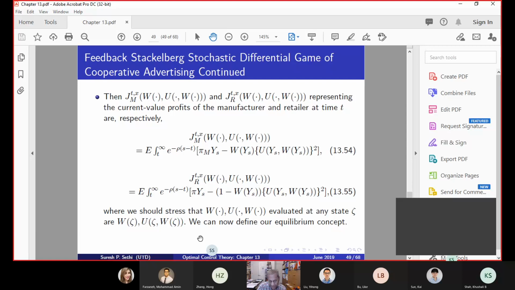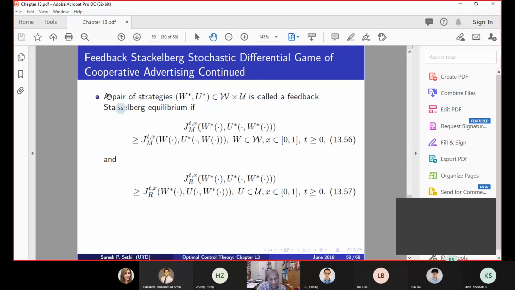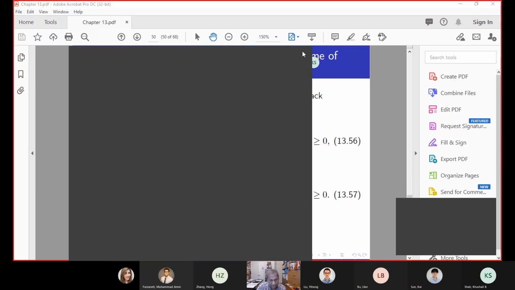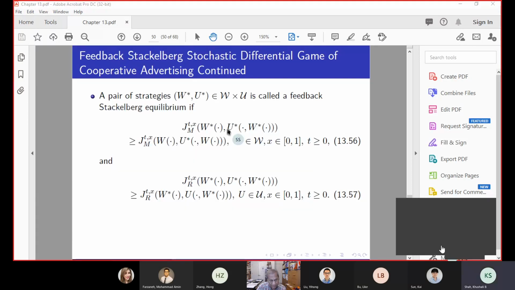Okay? Now, a pair of strategies, w star. See this, Kusali? See that symbol? That symbol is what's going to go there. Oh, what's going on here? Yes, so it's the belongs to, right? Yeah. Instead of the subset.